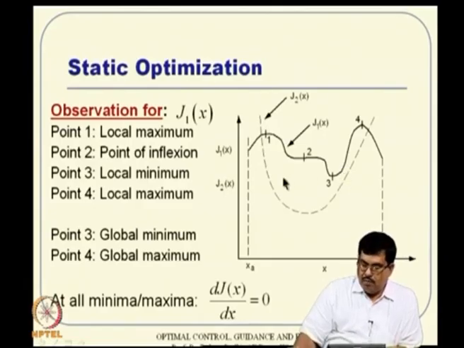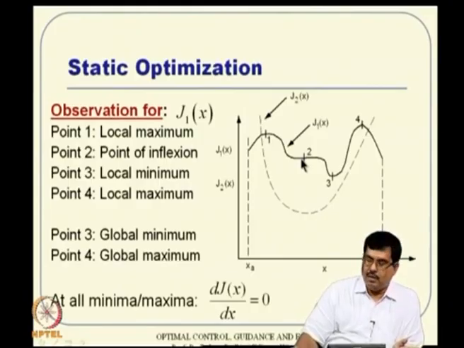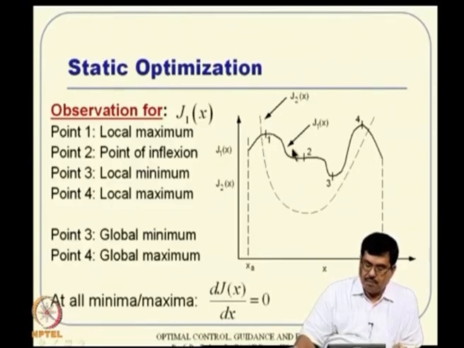Very quickly we can see that points 1, 2, 3, 4 mean something to us just by looking at the plot. Very easily it can be argued that point 1 happens to be a local maximum, and point 2, well, we can't say anything about that, it's a flat thing, but certainly a candidate for getting worried about. It is called a point of inflection. Point 3 turns out to be a local minimum, and point 4 turns out to be a local maximum. Just by looking at the plot, we can very easily see this is what is happening.